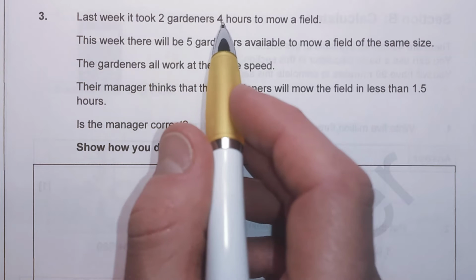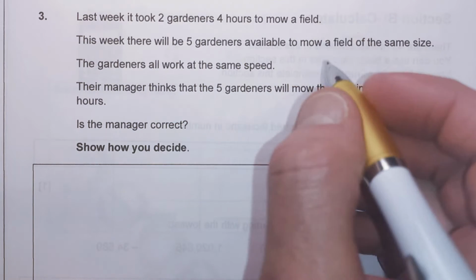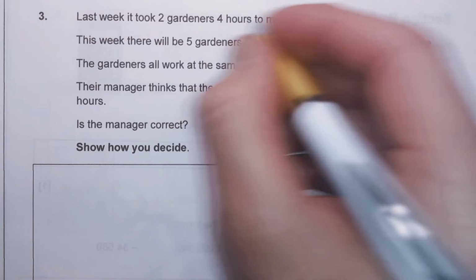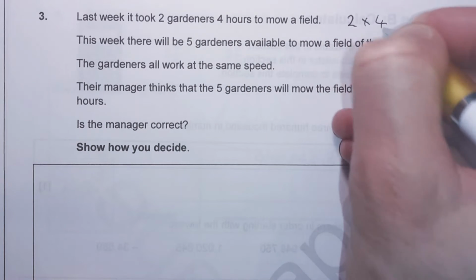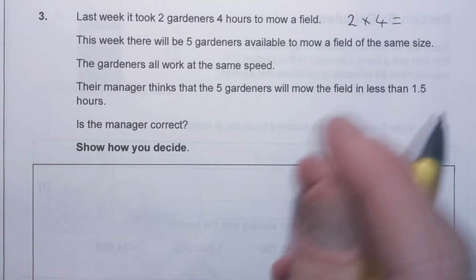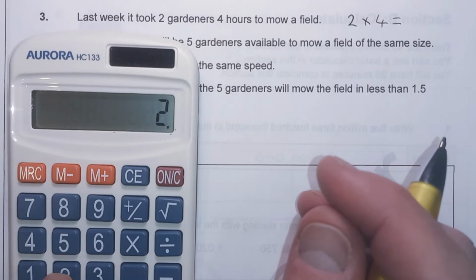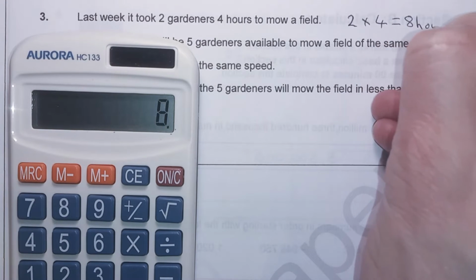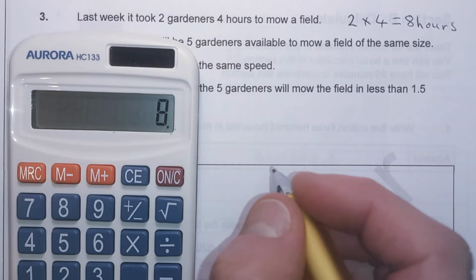So let's start off by working out how much work is there in total. Well, there's 2 gardeners taking 4 hours. So each gardener takes 4 hours. So 4 hours for one gardener and another 4 hours for the other. So 2 lots of 4. We can use our calculator now. So that's 8 hours of work.